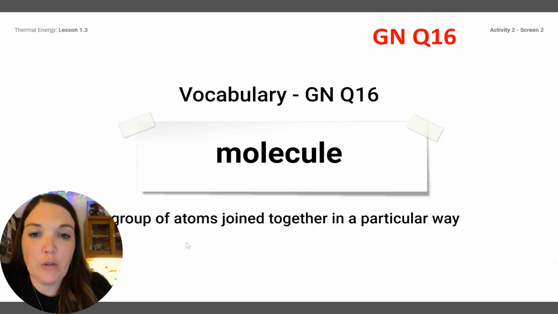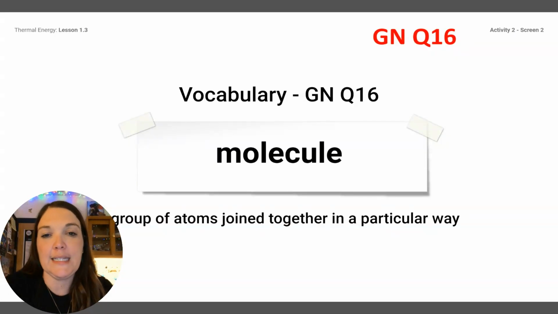Okay, so here is your actual definition. A molecule is a group of atoms joined together in a particular way. Make sure you have that down for guided notes question 16. A group of atoms joined together in a particular way.